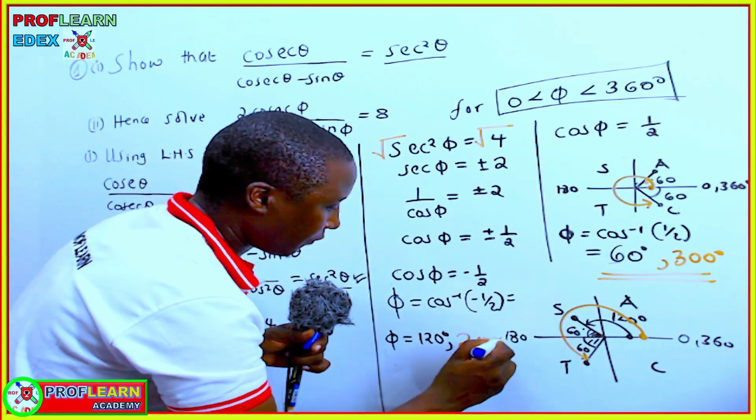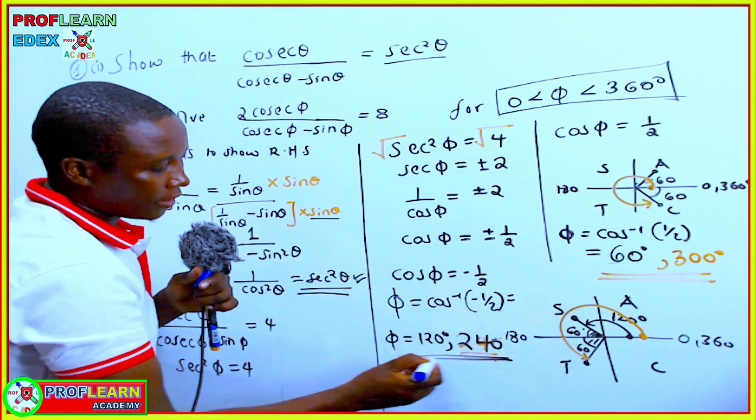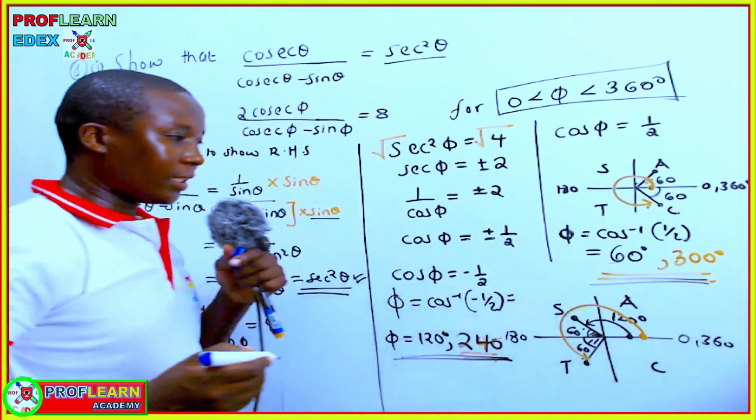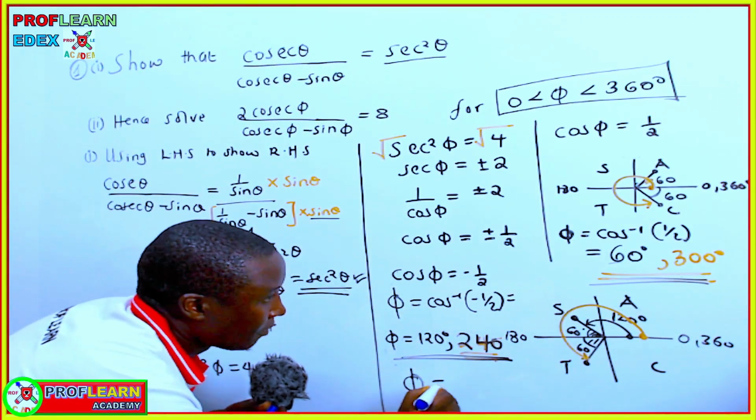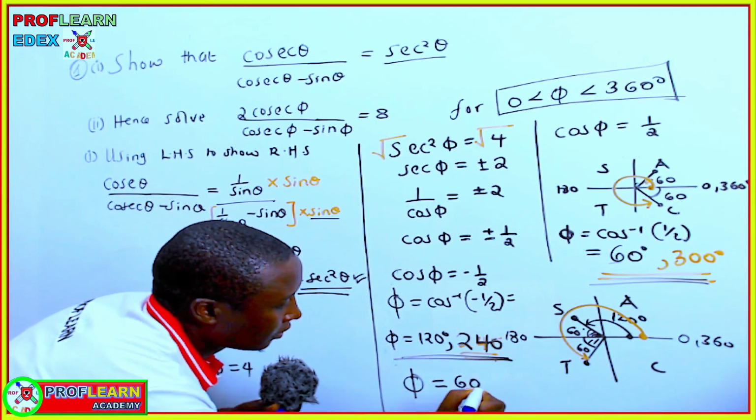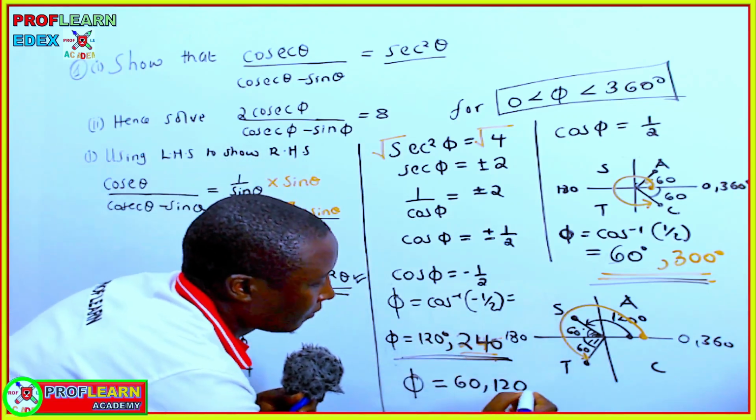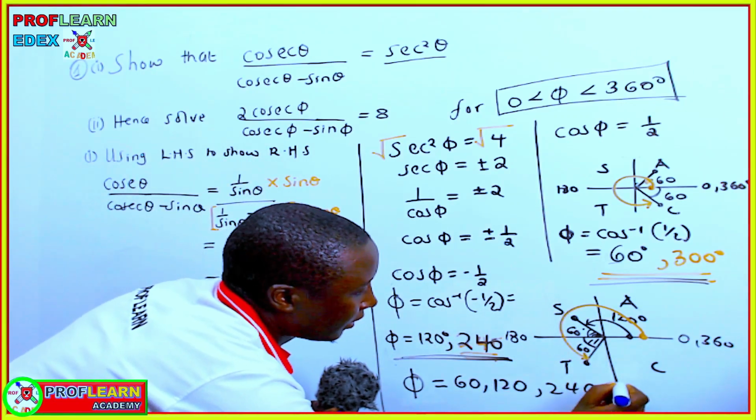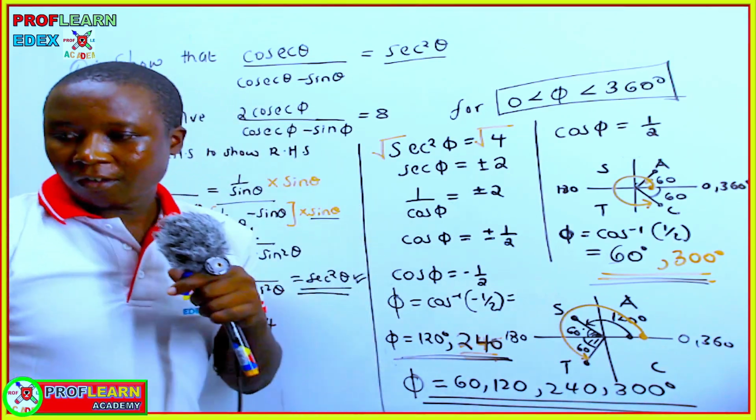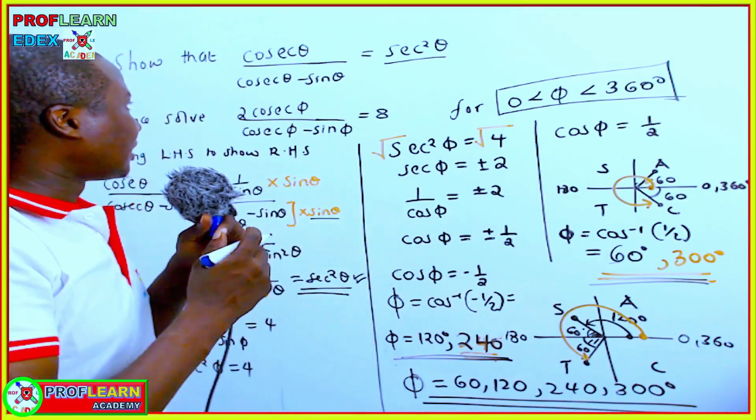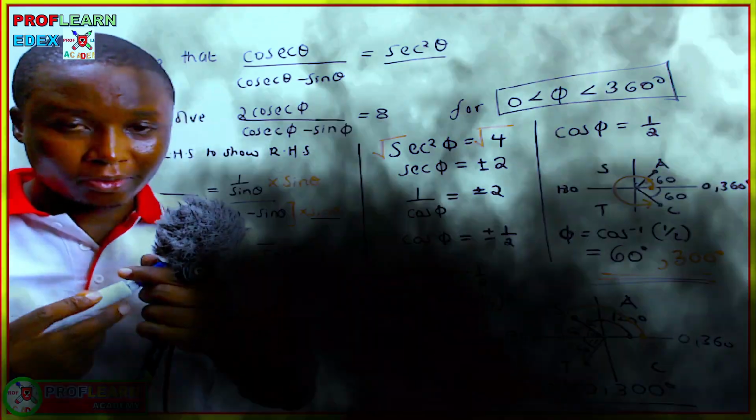Now we have gotten this 240 degrees. So we have gotten this set of angles here and this set of angles at this given point. Therefore our phi is going to be 60, 120, 240, and then 300 degrees. Those are the set of angles that are going to satisfy the equation that we are having at this given point.